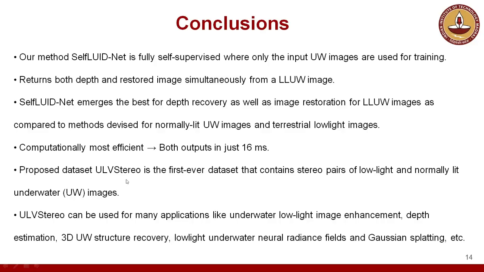And the proposed dataset ULB stereo is the first ever dataset that contains stereo pairs of low light and normally lit underwater images. ULB stereo can be used for many applications like underwater low light image enhancement, depth estimation, 3D underwater structure recovery, low light underwater neural radiance field, and Gaussian splatting, etc.